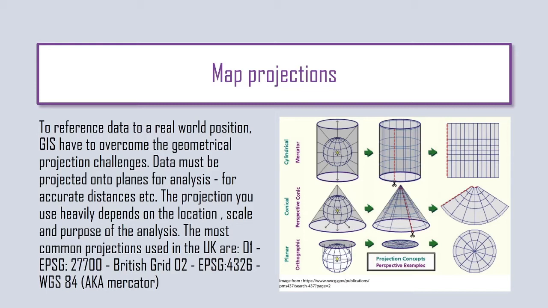The most common ones are the EPSG 27700, which is called British Grid, and the one that Google Maps uses is typically 4326, also called the Mercator. And you can see here to the right, there are different kinds of projections. You can project the globe in a cylinder way, or a conical way, or a planar way as well.